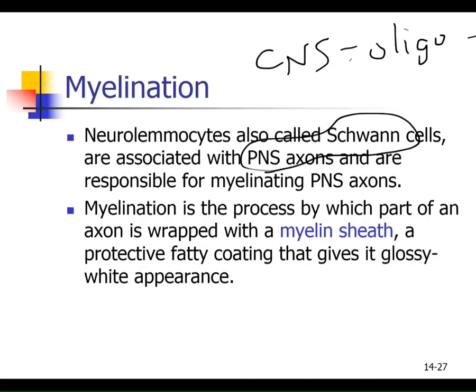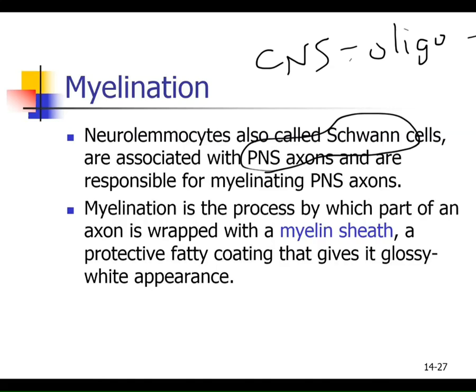Myelin is a protein. It has a lot of fat in it, though. It's a lipoprotein. It has a lot of lipids in it as well. It is going to appear very white and shiny, kind of glossy. And when you hear about brain matter, you hear about white matter and gray matter, sort of like white and dark meat. White matter within the brain is white because of myelin.